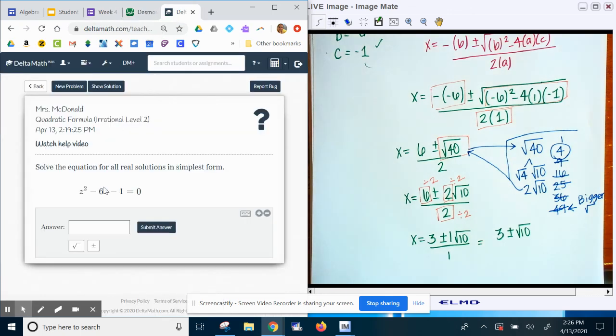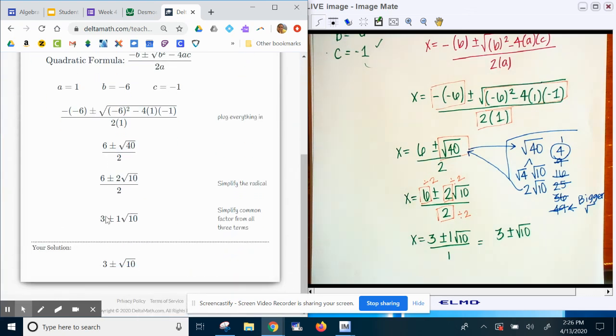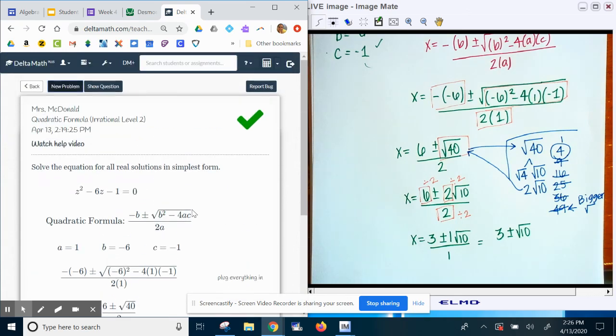Okay. So if I'm typing this into Desmos, remember Desmos does not like when you type in x equals. So I would just type in the 3 plus or minus square root of 10. Delta Math will take the 1s with it if you want to put the invisible ones, but you don't need them.